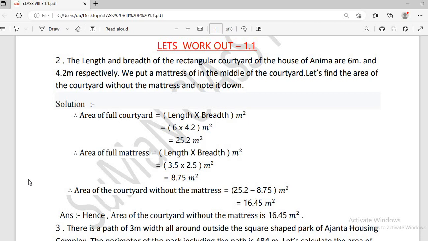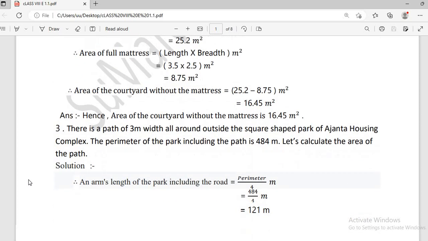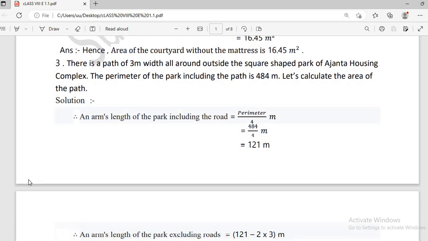Next, question number 3. There is a path of 3 meter width all around outside the square shaped park of Ajanta housing complex. The perimeter of the park including the path is 484 meter. Let's calculate the area of the path.